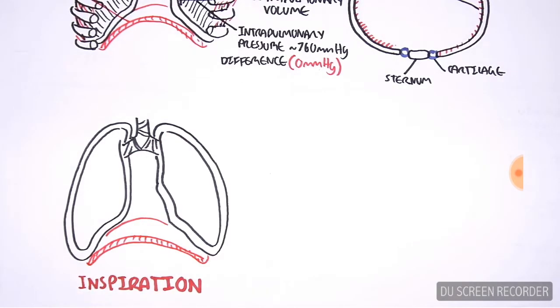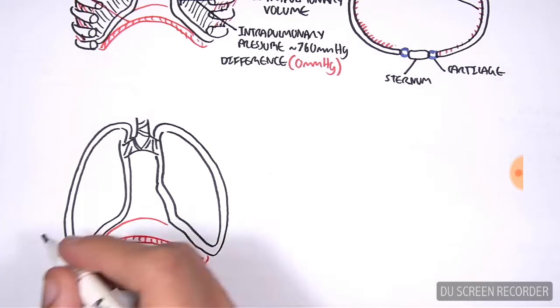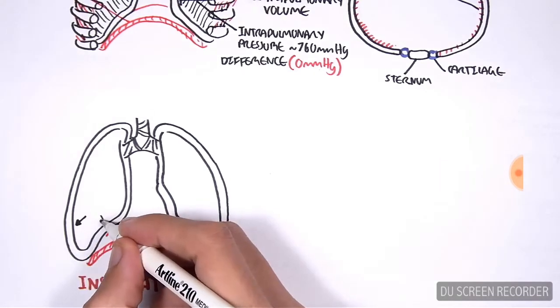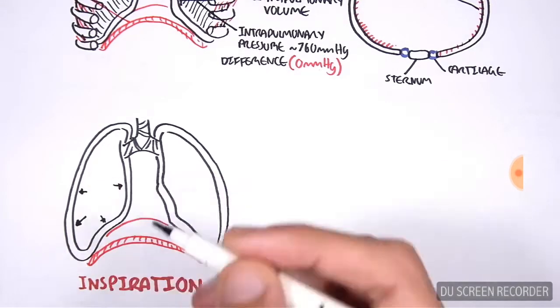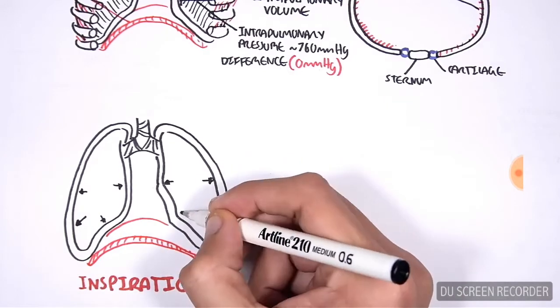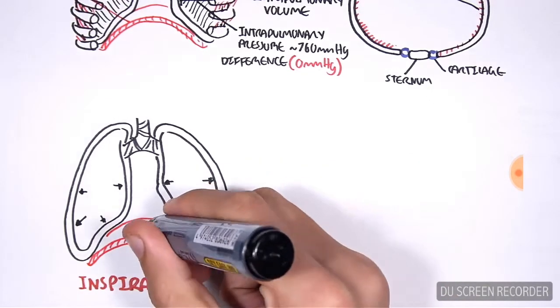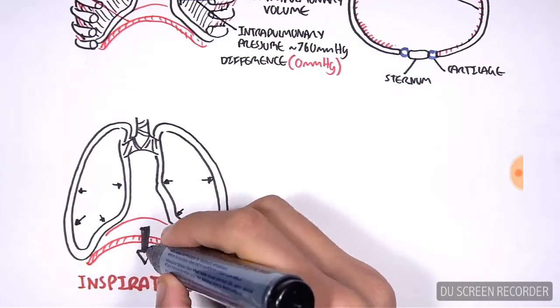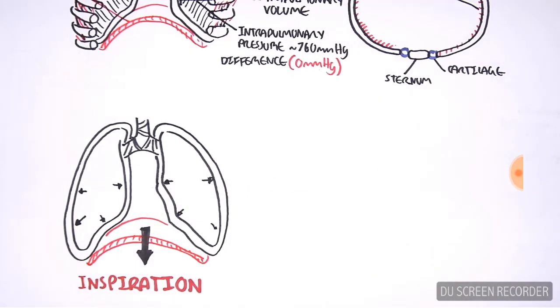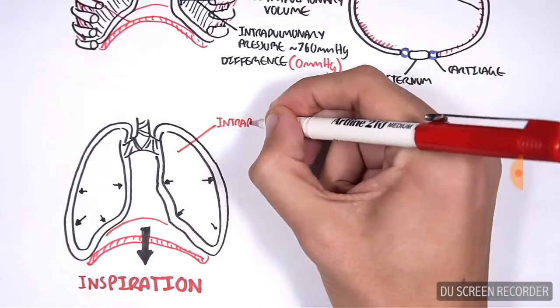What happens in inspiration is that the volume within the lungs will actually increase. So here, this is due to the contraction of the two important muscles, the intercostal muscles and the diaphragm. During inspiration, the diaphragm contracts and moves down. This will allow the intrapulmonary volume to increase.